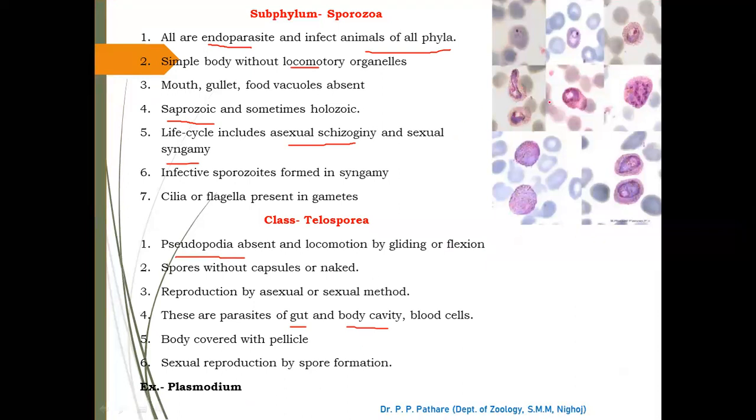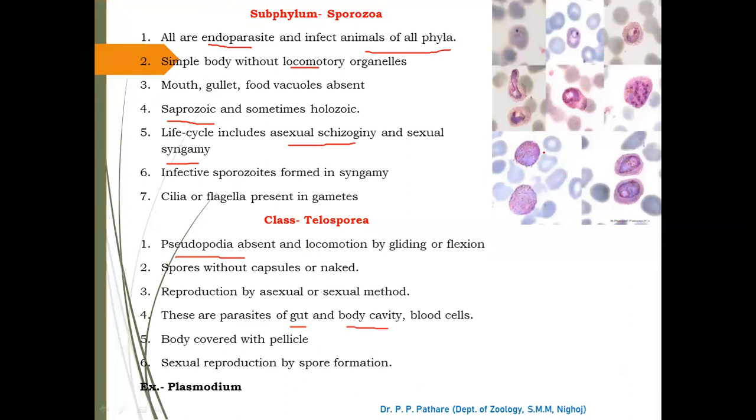These are the diagram and photo image of Plasmodium. It is actually called the malarial parasite. You know, this is the main cause of malaria, because it is a parasite that causes malaria, and this parasite is present in the body of the mosquito.